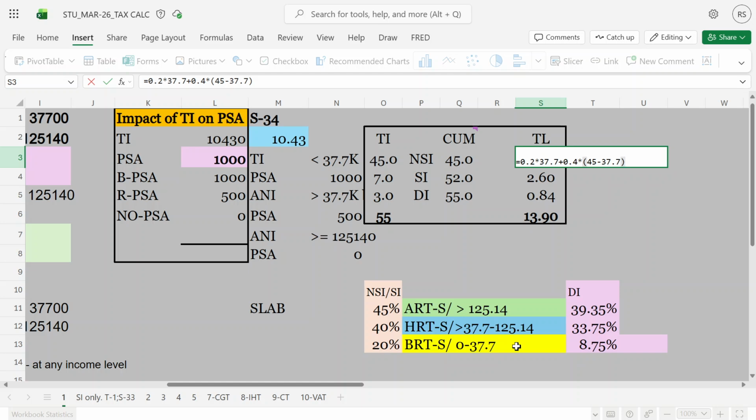Like in the example of NSI of 45, why did we have two different rates? Because he went through the first band. If you don't go through, it all depends on the level of taxable income. If it goes beyond the first band, then we should have two brackets. And if it goes beyond the second band also, then you will have three rates of tax. It also works for SI, saving income, and for DI also.